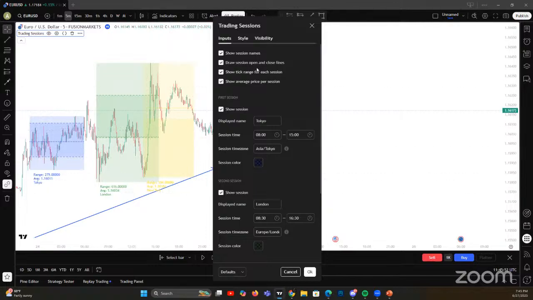New York to be yellow. So remove that, or I don't know, it's up to you. I'm just showing you, but for me, I remove that. Or if you want, you just remove the draw session open and close line, sorry. Show tick range for each session, okay, it's gone now. And the average price per session, you see there's an average price, remove that. Let's try to leave this like that. And then show the Tokyo session. You can name this Asia, no problem. Now it's Asia.